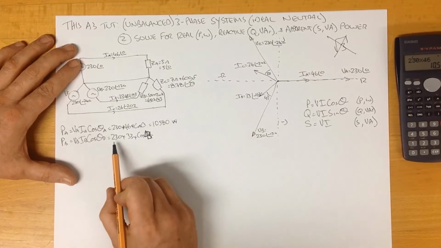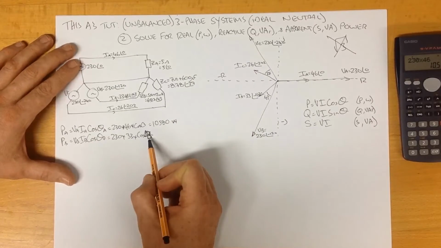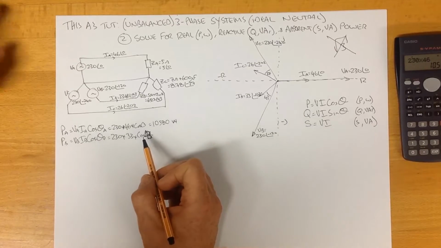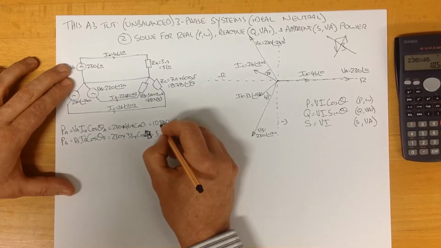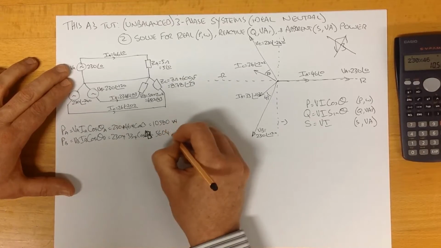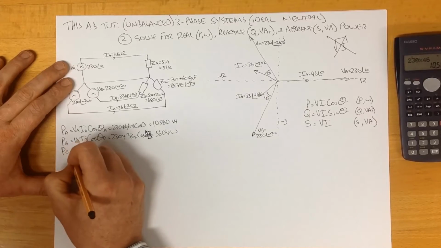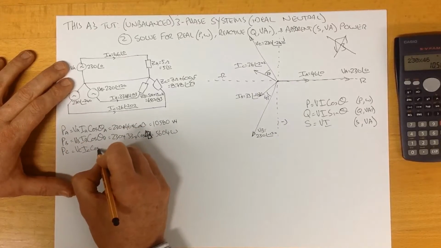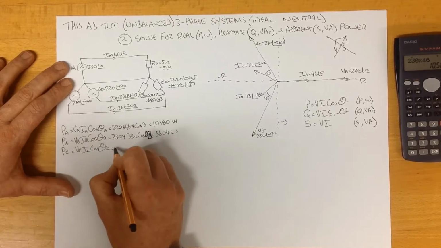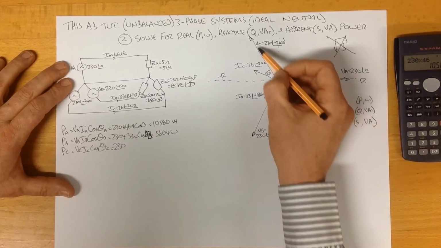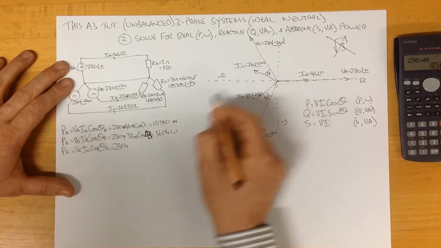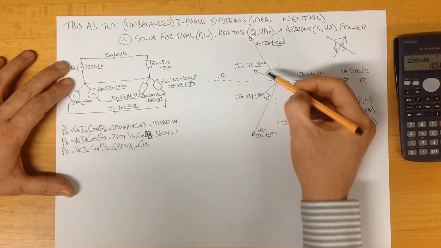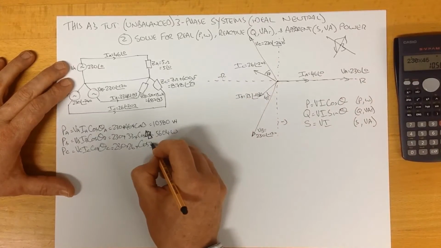If we go through and solve that, 230 times 33 times the cosine of 43, we get an answer that is 5,604 watts. PC is the exact same process: VC, IC times the cosine of the angle of phase C, 230 volts times 26 times the cosine of the angle here, which is 37 degrees.